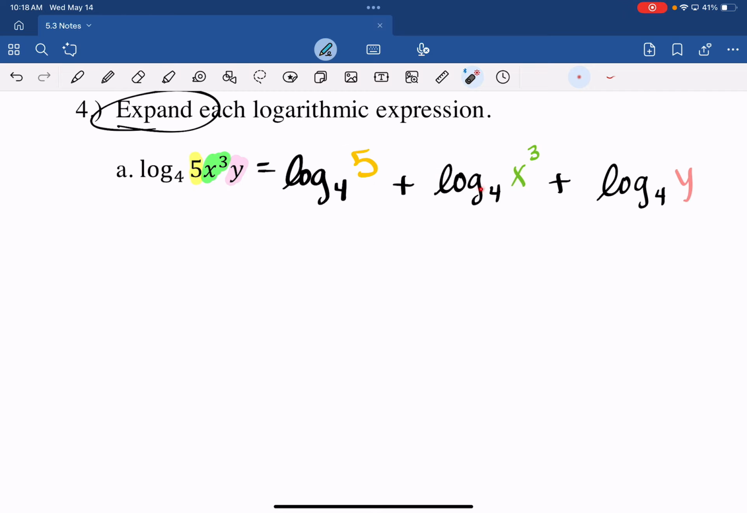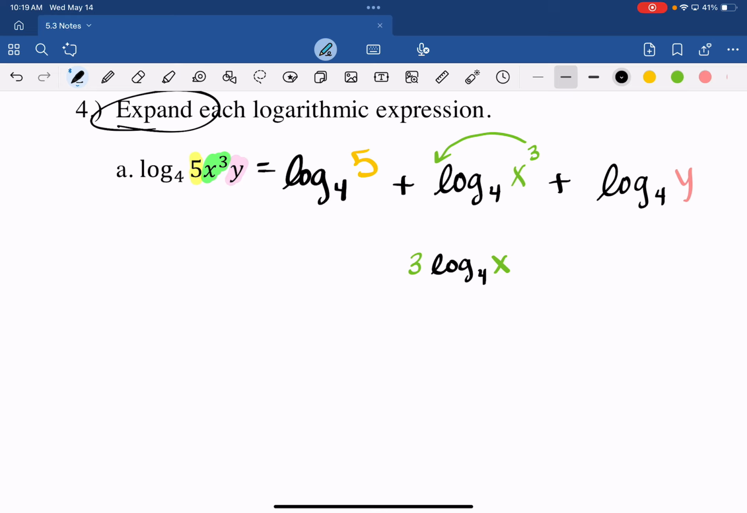All right, what about over here? What about my middle term? Can I simplify it anymore? Yes, what could you do? Power of 3. Okay, so we've got a power of 3. What would you do with that power of 3? You put it out front. Yes, we put it out front. Good job over there. Okay, move it out front. So I have 3 log base 4 of x.